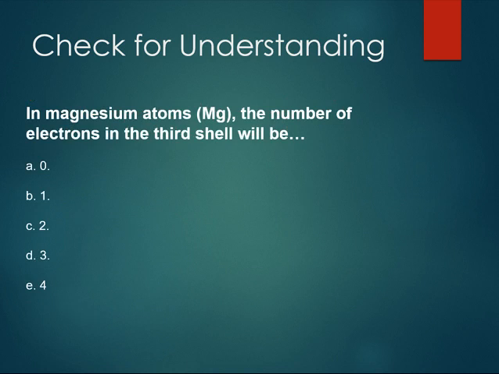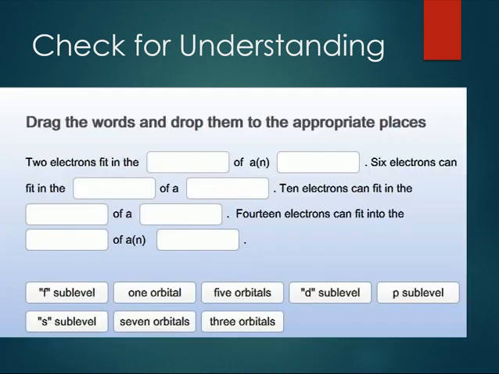Go ahead and pause the video until you can come up with an answer. In magnesium atoms, the number of electrons in the third shell will be 2. It's in the second family, second group, so the second electron is filling in to that spot.